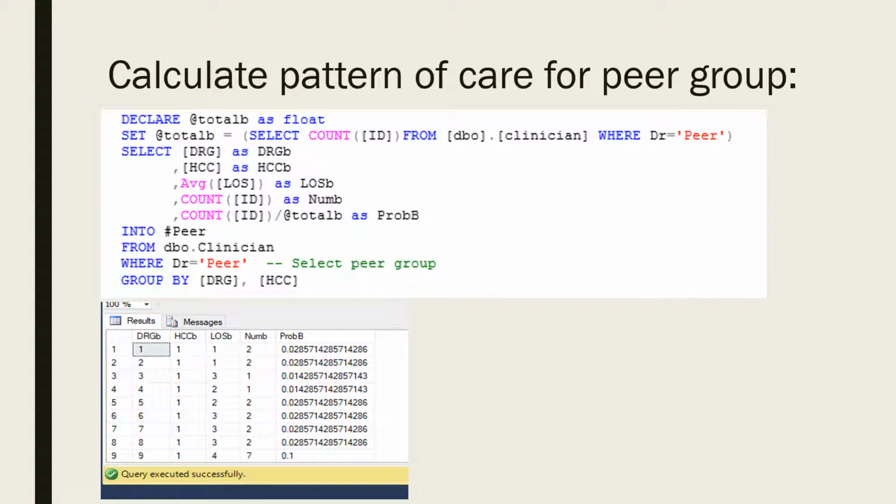Moving on, we're going to use the same SQL code, but this time we're going to specify in the where condition where doctor equals peer. So the same exact code, except the where conditions will be different. And of course, you're going to change the column names and put it in a different temporary table. And this is how the table looks.